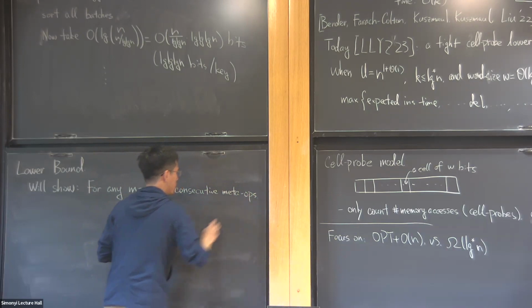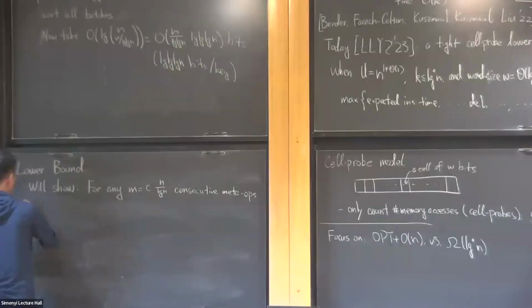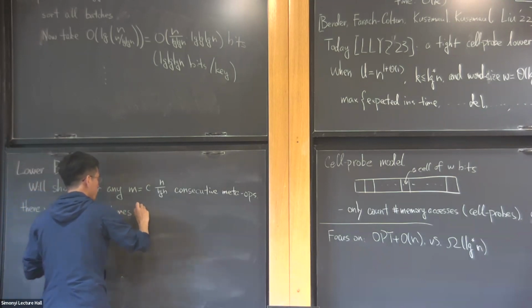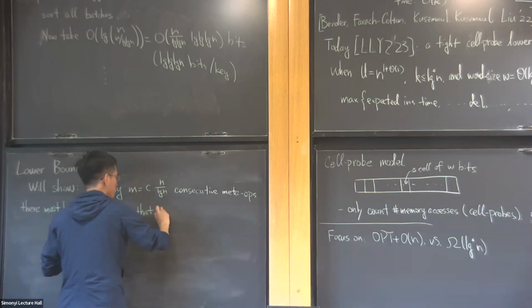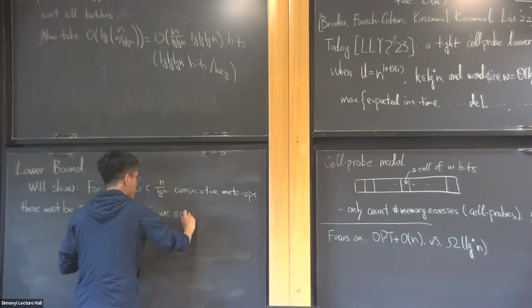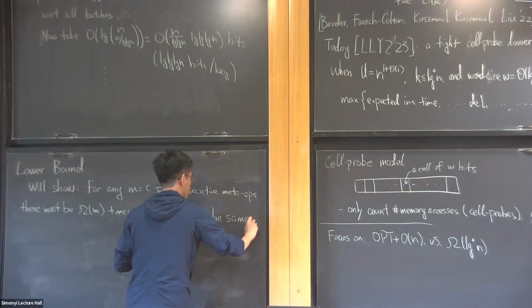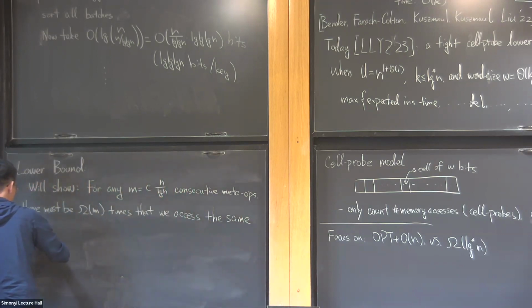Meta operations, there must be a linear in M number of times where we access the same slot in multiple operations. There must be omega of M times that we access the same slot during multiple meta operations.